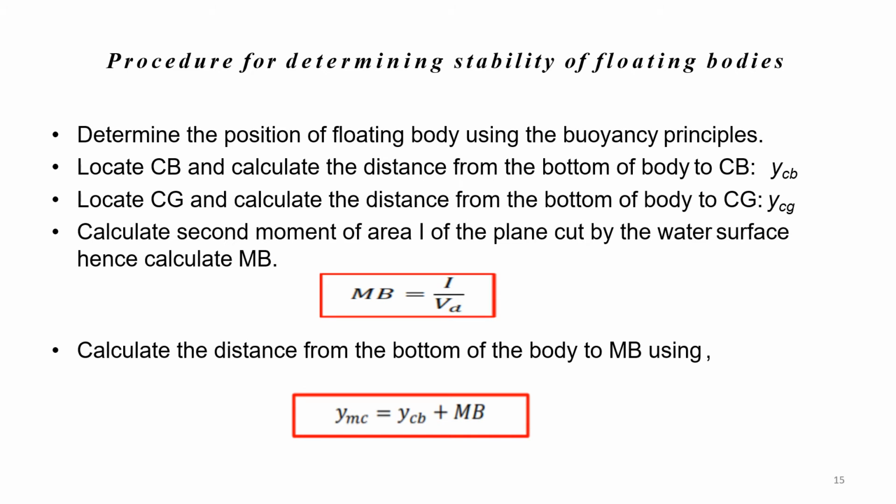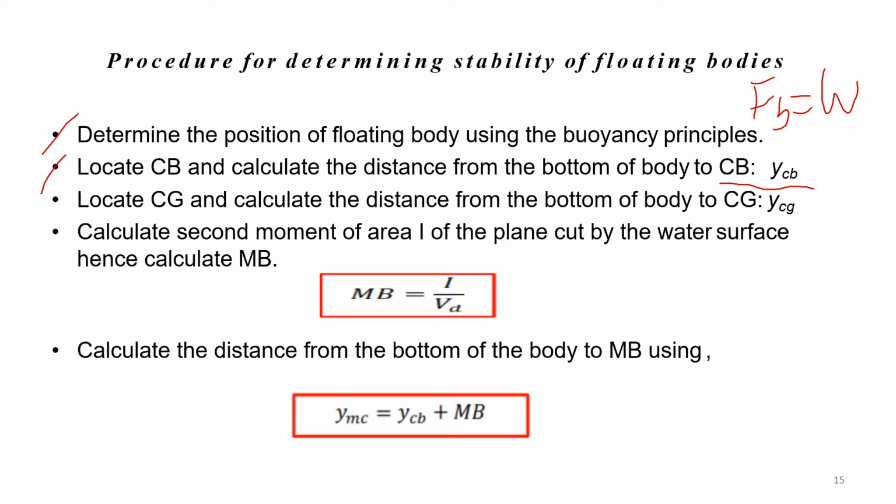Okay, then how do we solve problems related to stability? Here goes the procedure for determining the stability of a floating body. First, determine the position of the floating body using the buoyancy principle. Previously you learned the buoyancy principle, which is FB equals W. And then you need to locate the CB and calculate the distance from the bottom of the body to the CB. This one we call YCB, the distance from the bottom of the body to the point CB. The point CB is the point where the buoyant force acts.